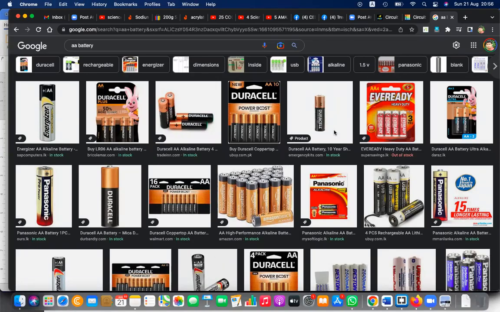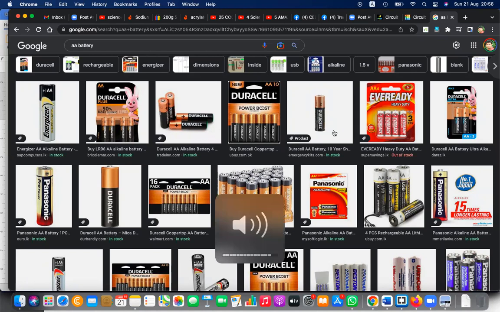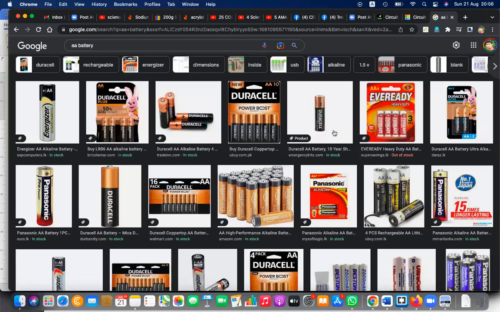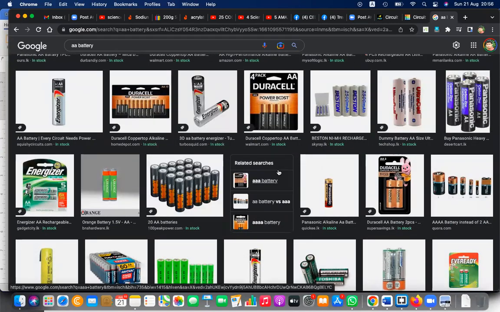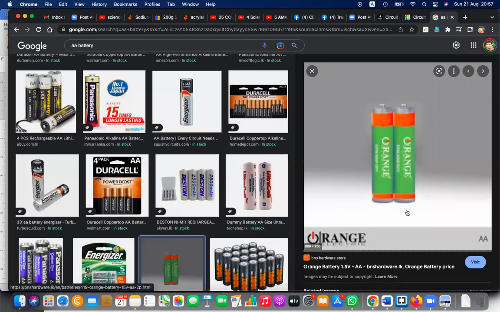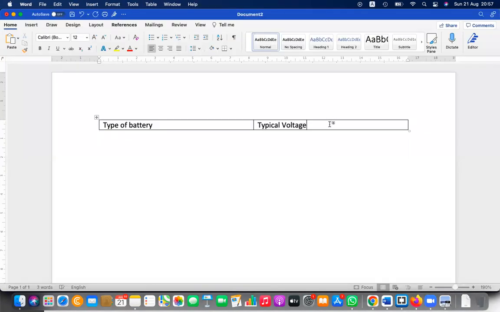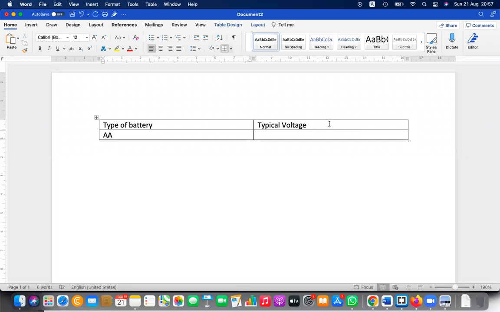Typically, what is the voltage of an AA battery, if you have discovered? Normally, there can be high voltage and different voltage batteries, but typically if you take an AA battery, the voltage is 1.5 volt. That is one example, but it can be different. AA battery, 1.5 volt. That is a typical voltage.